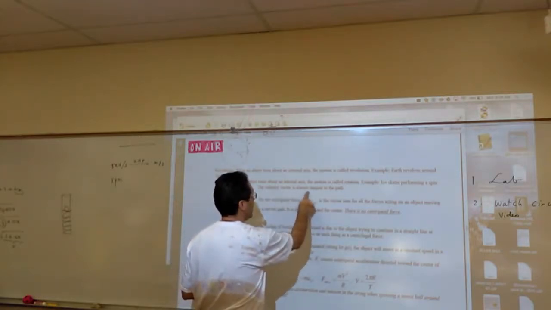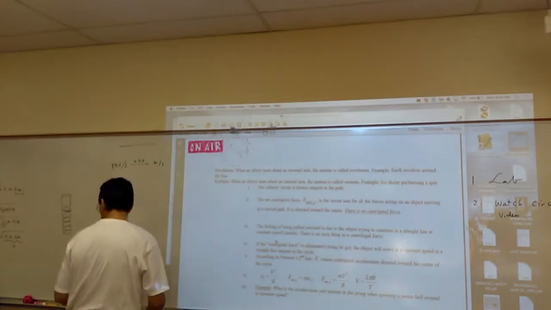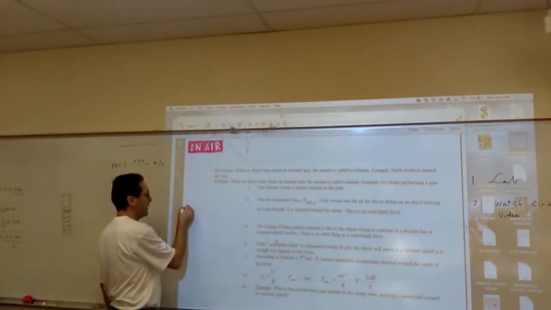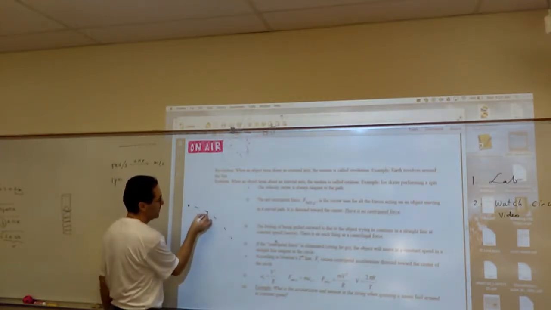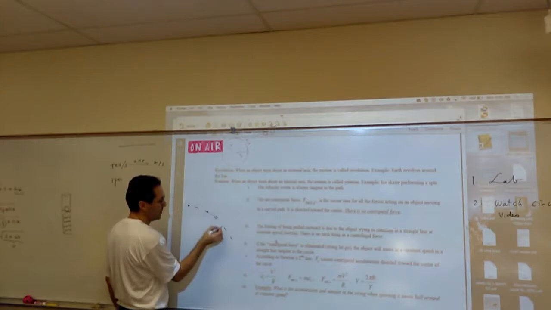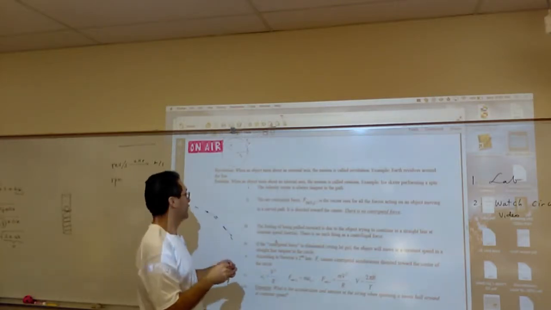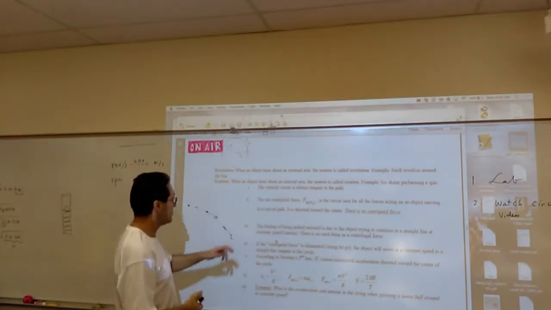The velocity vector is always tangent to the path. We've learned that in the past. At all times, the velocity is always tangent to the path. So if you fire a projectile and it does something like this, at this moment here, you're going tangent to this path, and at this moment here, you're going tangent to that path. So you're constantly changing direction. In here, you're changing direction and magnitude.